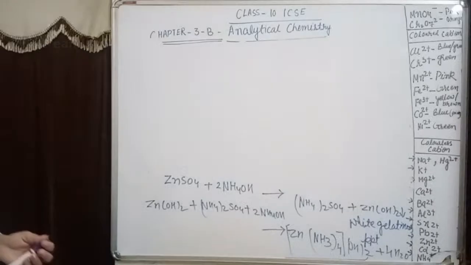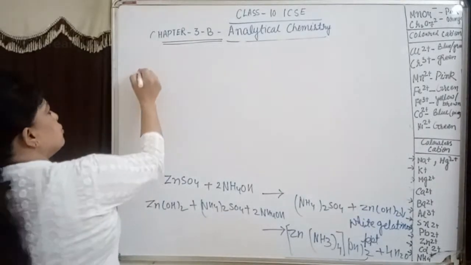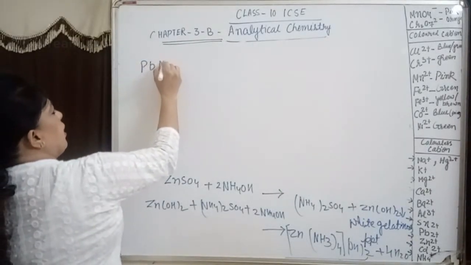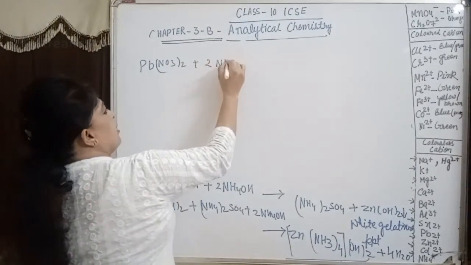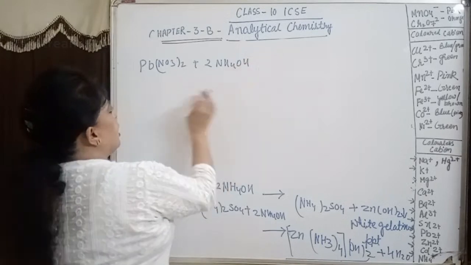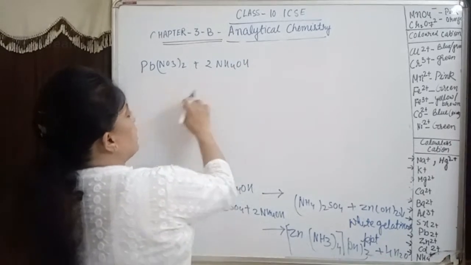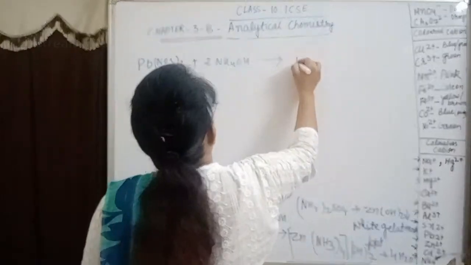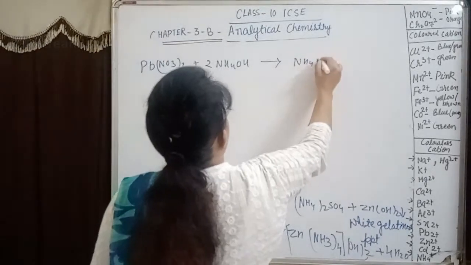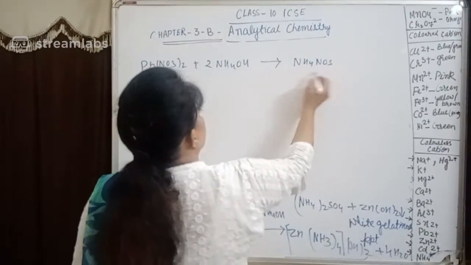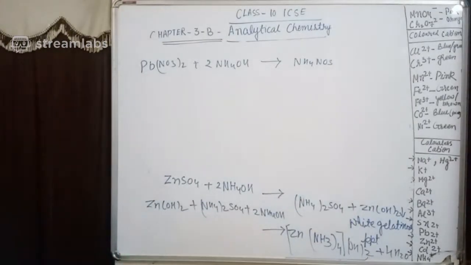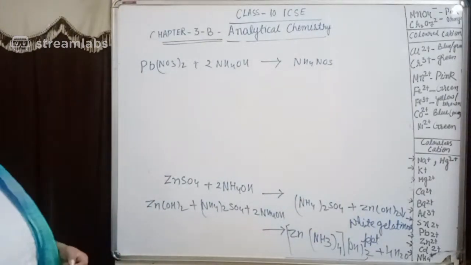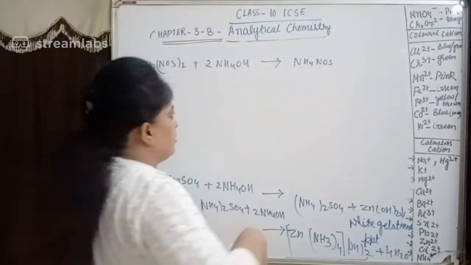Now only lead nitrate is left behind. So Pb(NO3)2 plus 2 NH4OH. Now both are soluble, right? When you mix them together, you will get NH4NO3, ammonium salt. Once again it is ammonium salt. So what is going to happen? Ammonium salts means what? It is a soluble one, right?